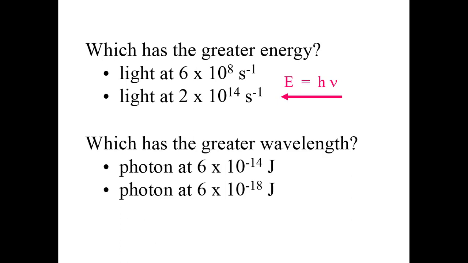Which has the greater or longer wavelength? A photon of 6 times 10 to the minus 14th joules, or a photon at 6 times 10 to the minus 18th joules? Remember that joules is a unit of energy. While frequency and energy are directly proportional to each other, they are inversely proportional to wavelength. The greater wavelength photon will have the smaller energy.